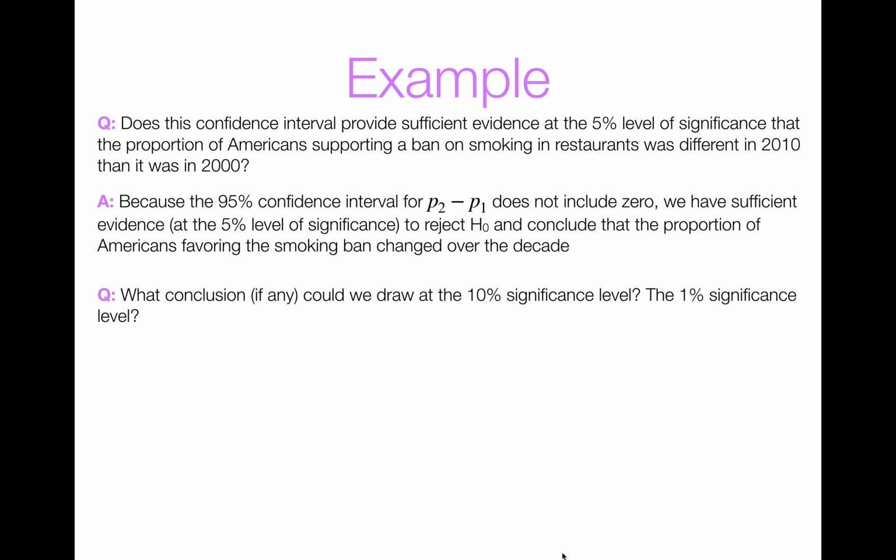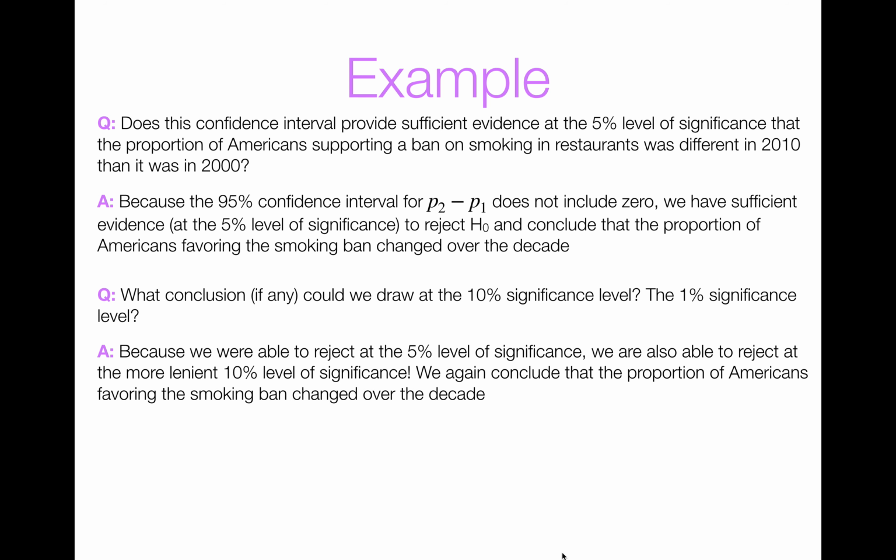Okay, what conclusion, if any, could we draw at the 10% significance level based on what we just saw? What about the 1% significance level? Well, we were able to reject at the 5% level, which means we'd also be able to reject at the 10% level because 10% is going to be more lenient. We're going to go from a 95% confidence interval to a 90% confidence interval, and so we're turning down the confidence. This is fine. So we would again conclude that the proportion of Americans favoring the smoking ban changed over this decade.